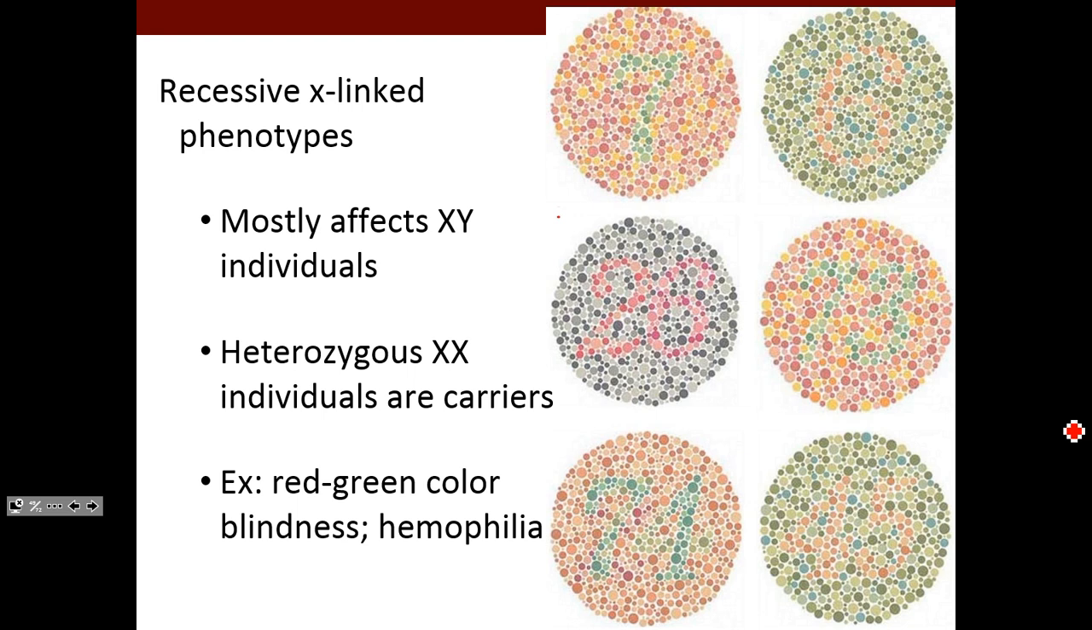Another example is hemophilia, male pattern baldness. There are a handful of traits that are known to be found on the X chromosome.